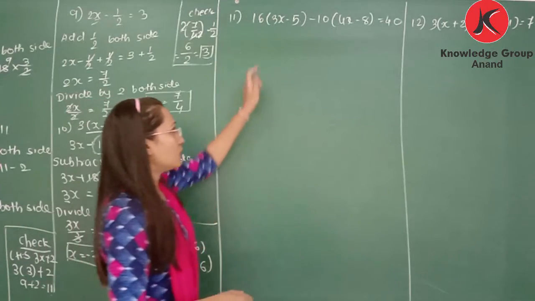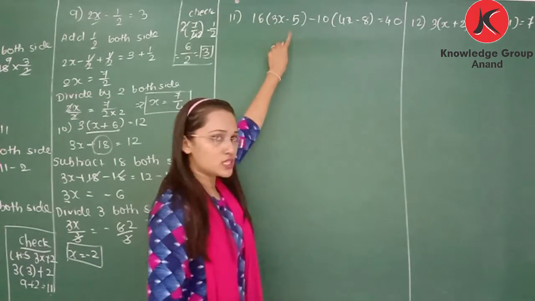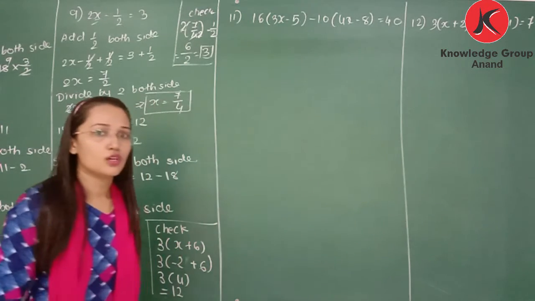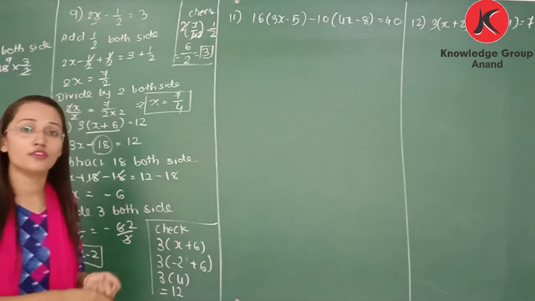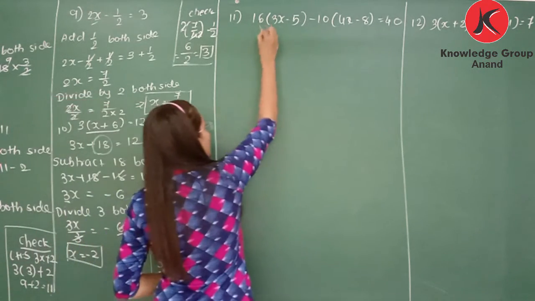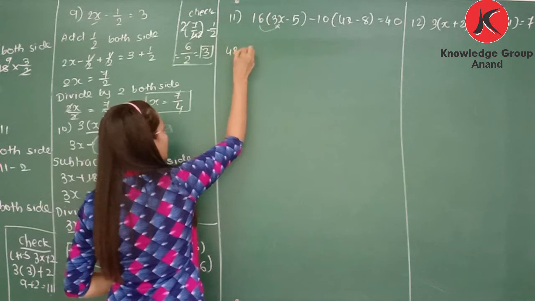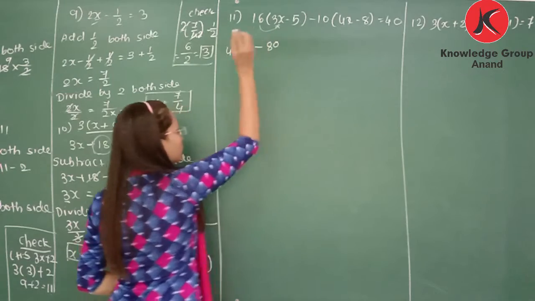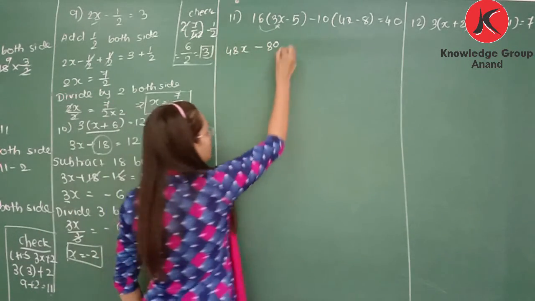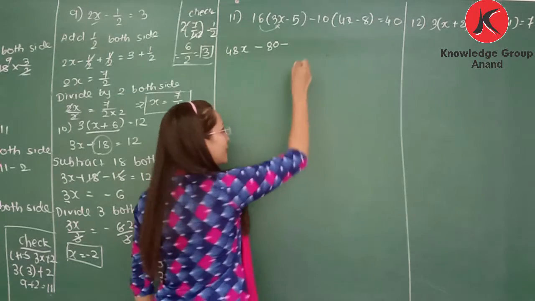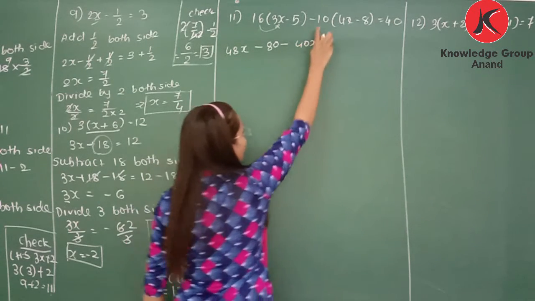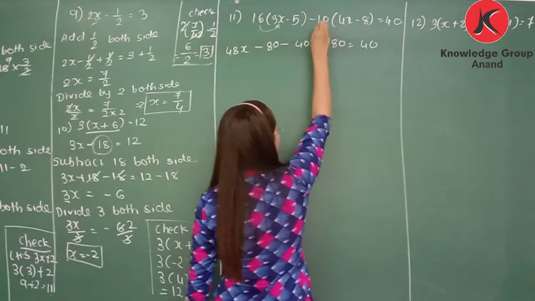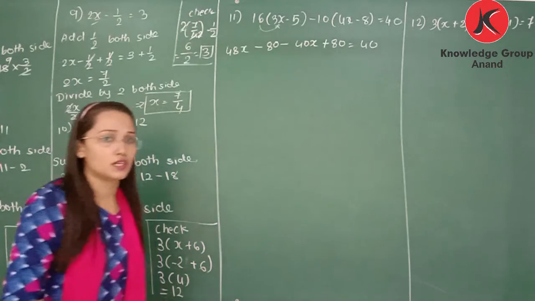Now next. 16 inside the bracket 3x minus 5 minus 10 inside the bracket 4x minus 8 is equal to 40. So here long equation is there. So first of all we simplify this. 16 is multiplied with 3x, that is 48x. 16 is multiplied with 5, that is 80. Minus 10 is multiplied with 4x, that is minus 40x. And minus 10 is multiplied with minus 8, we will get plus 80. Okay, minus 10 multiplied with minus 8 is plus 80.